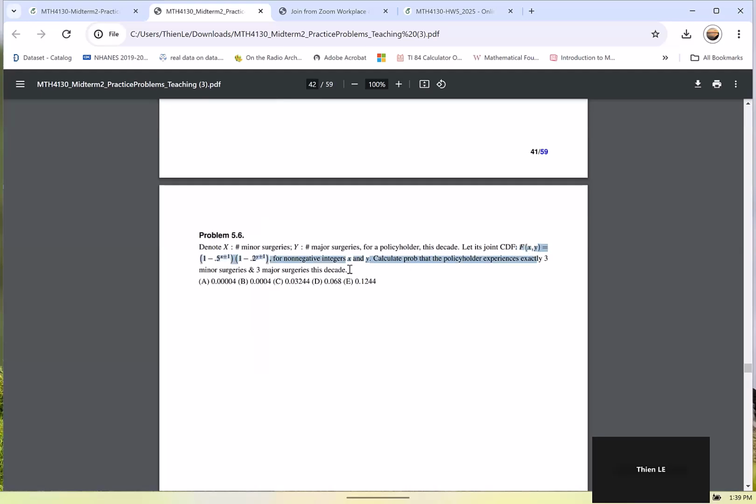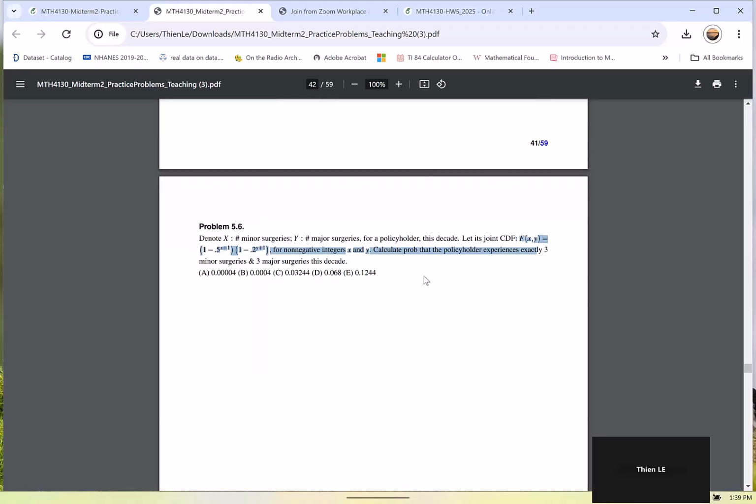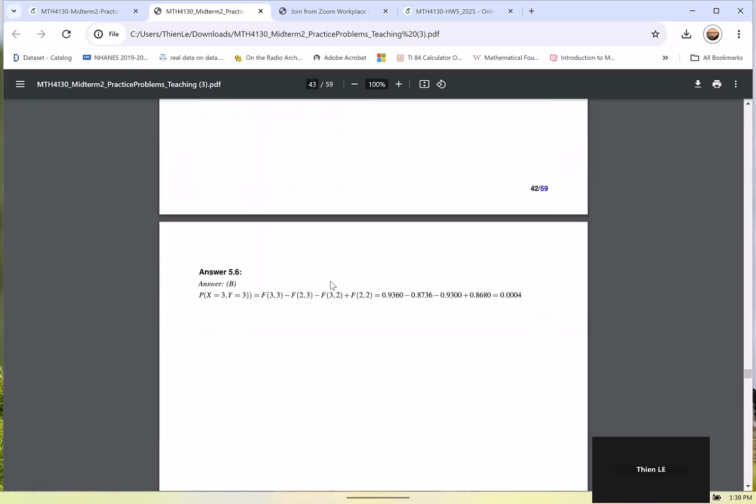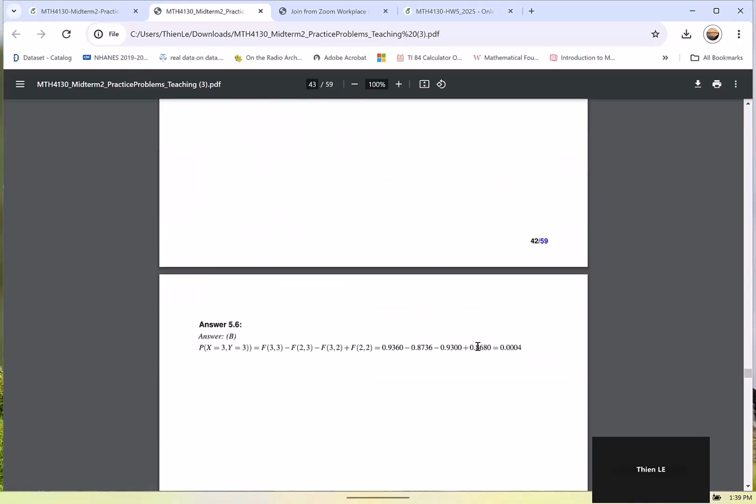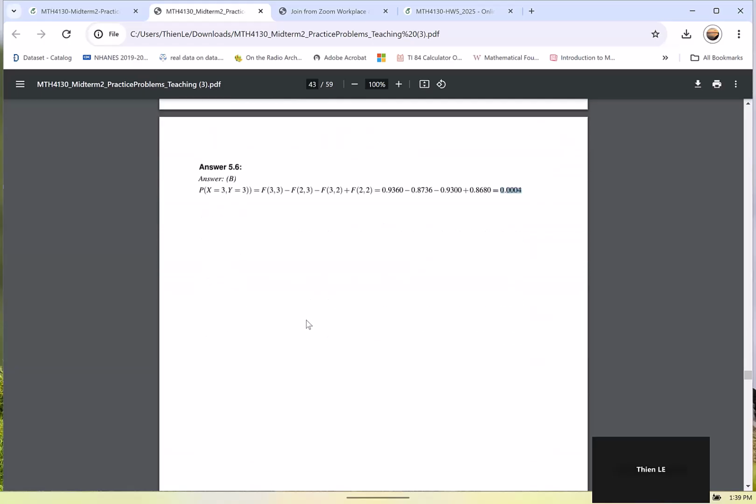But remember, we are working with integers. It has nothing to do with the continuous case here, right? In a discrete case, you can write it in this fashion, okay? You can check it, but basically this thing you can rewrite, okay? And with that, you just plug in your function, and you can get this probability of exactly 3 and 3.